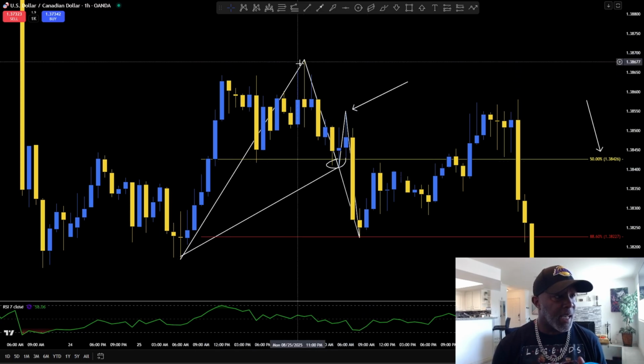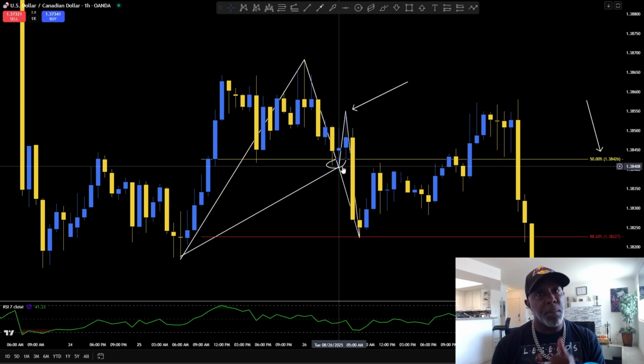So X, A, B is good. Once you hit B, you can give yourself a thumbs up. Just get used to doing that. When you're looking at a bat, when you see that you got 50 and you don't hit 618, chances are you're going to have a good bat pattern.